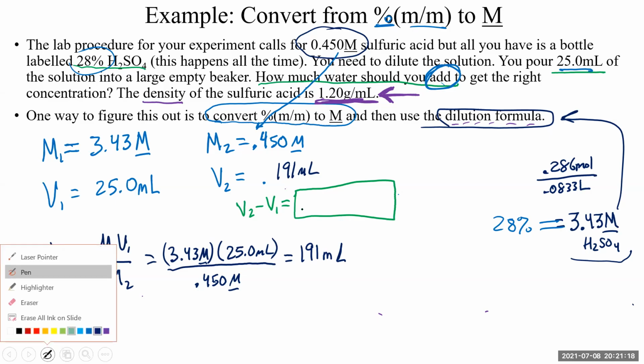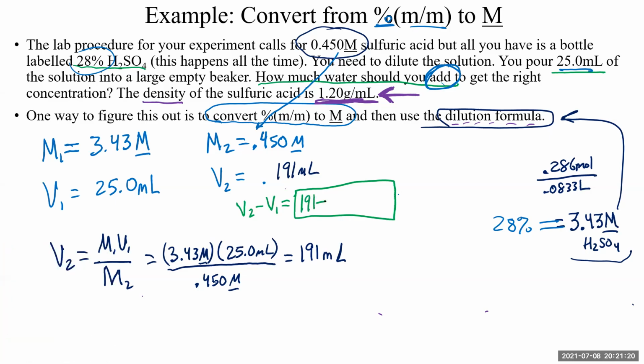Let me do this in green. 191 milliliters minus 25, which is going to be 166 milliliters, if I'm not mistaken. Let me just double check that. 191 minus 25. 166 milliliters of water to be added.